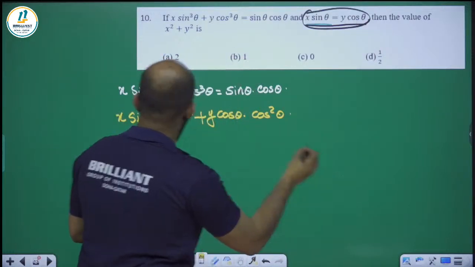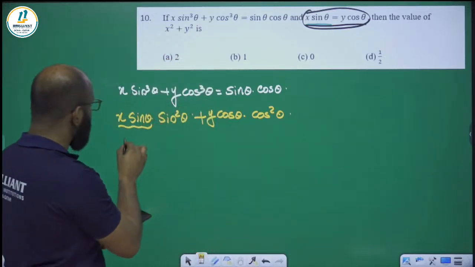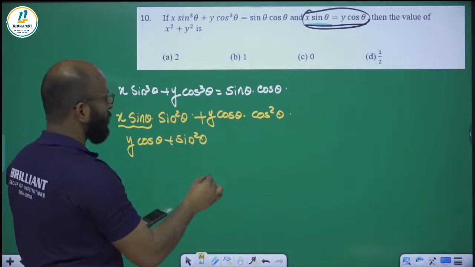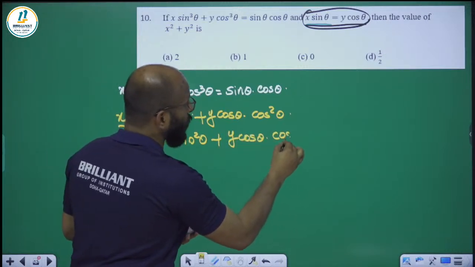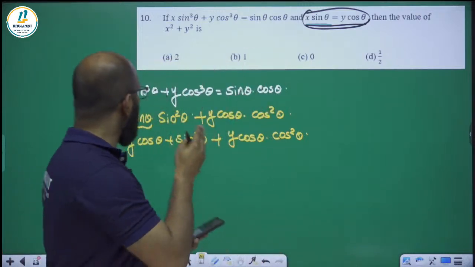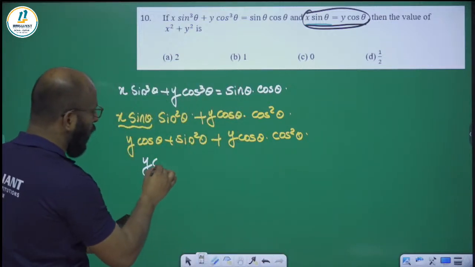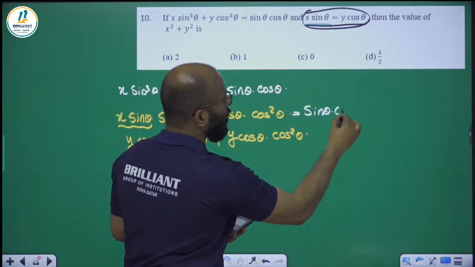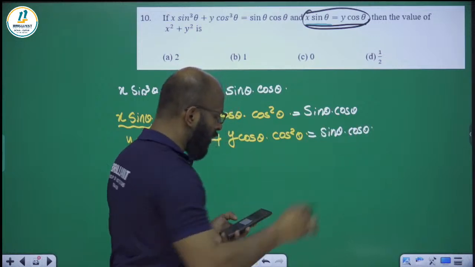So that x sin theta value here, I am going to substitute y cos theta. So this expression I can change to y cos theta into sin square theta plus y cos theta into cos square theta. Then tell me what is the next step? Yes, y cos theta is common in both terms, so we can take y cos theta common out. Right hand side is sin theta into cos theta.